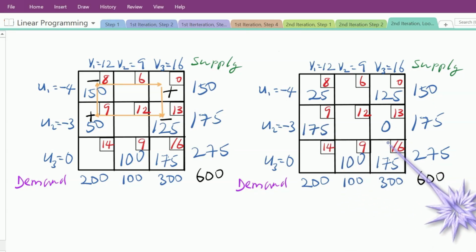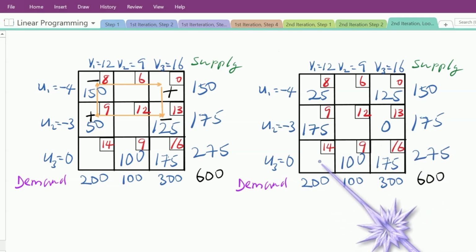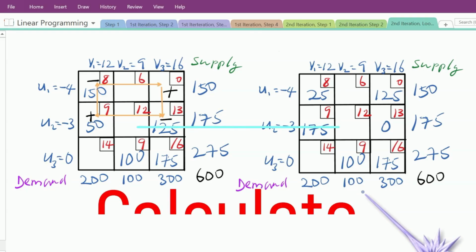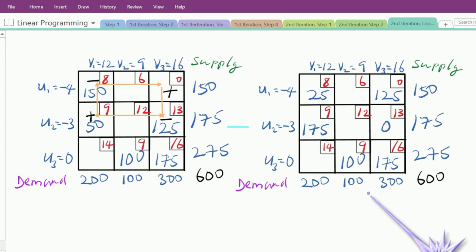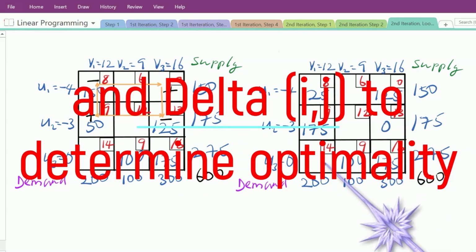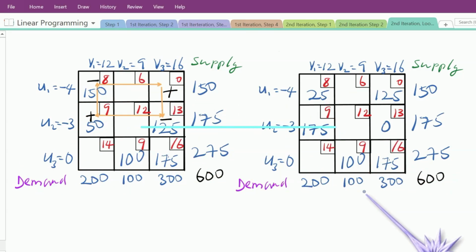Yes, so this is the new allocation. You add everything together, they'll give you the same total value for the supply and the demand. Then after this, we need to carry out another iteration to determine whether this allocation is optimal or not.